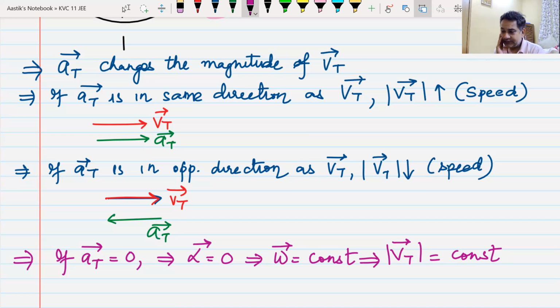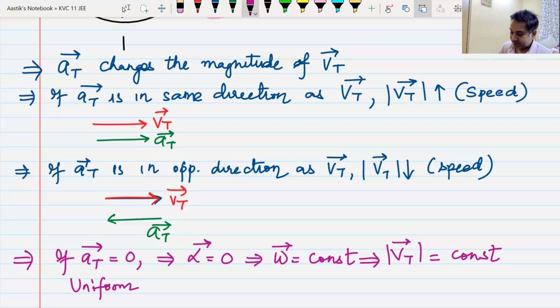No one knows it? Uniform angular velocity, sir. This motion is known as uniform circular motion.